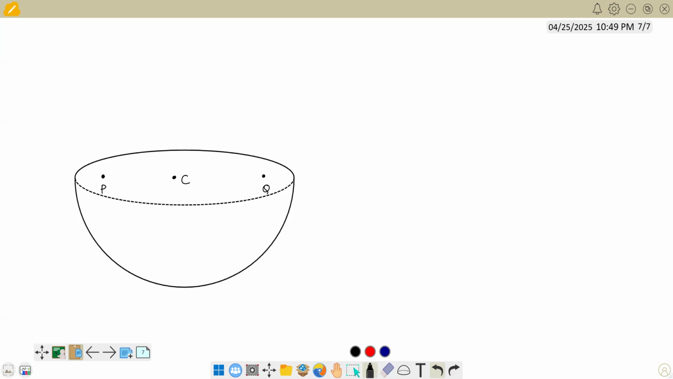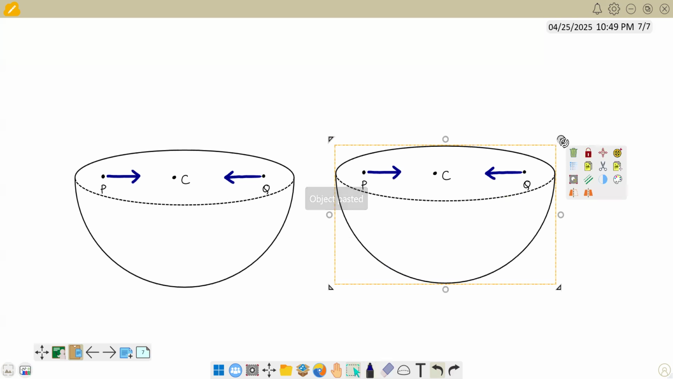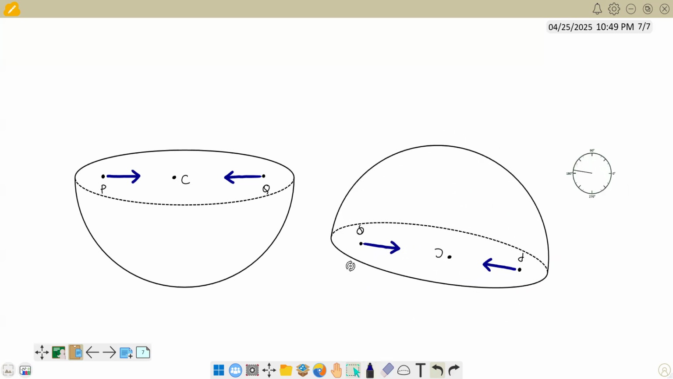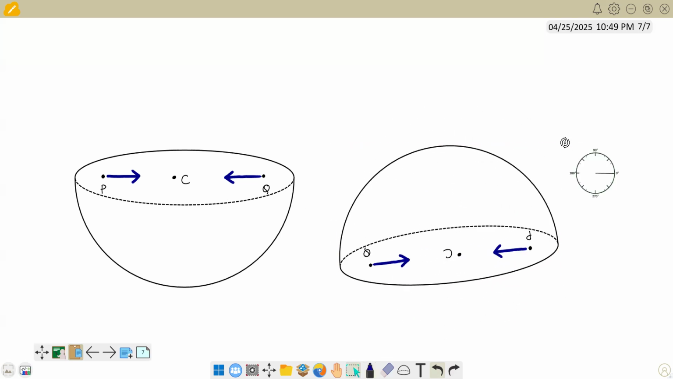So based on the logic that we have discussed, if this P has some force on the plane, that force must be towards the center. And if this Q has some force, that force should be towards the center, if it has a force. Okay. Now I'll take this, Control C, I'll take a picture of this. I'll exactly place another plane and I'll complete it.